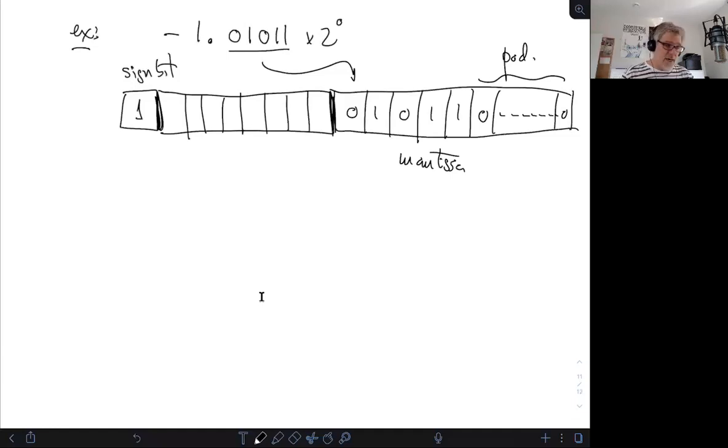Okay, now the characteristic. This is exponent plus 127. What's my exponent? It's 0. 0 plus 127, that's 127. So what's 127 in binary?